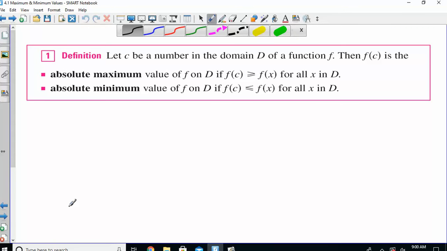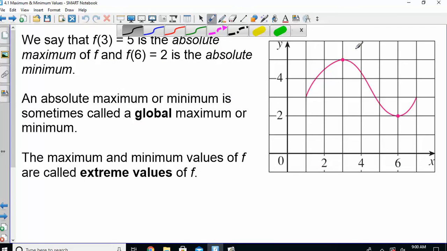Okay, absolute max, absolute min. All that means, an absolute max is the actual highest on the entire graph. An absolute min is the lowest on the entire graph. We have local maxes and mins and absolute maxes and mins. The absolute applies to the entire graph. Here, my absolute max would be f of 3 equals 5, root of 0.35. My absolute min is right here. Sometimes these are called global maxes and mins.